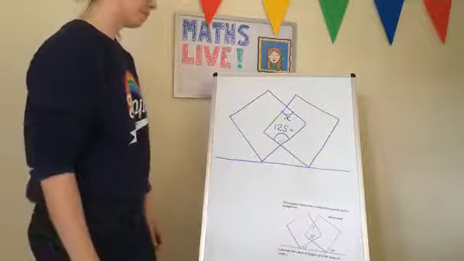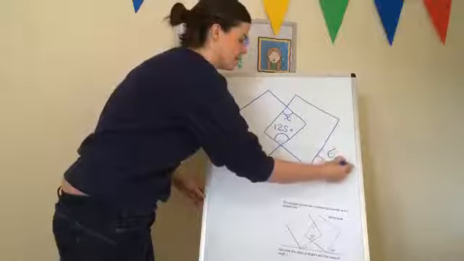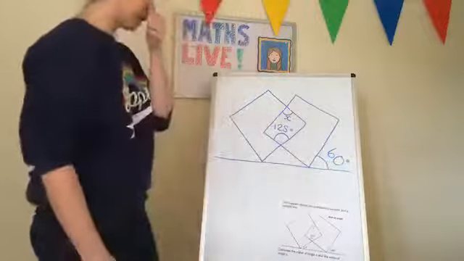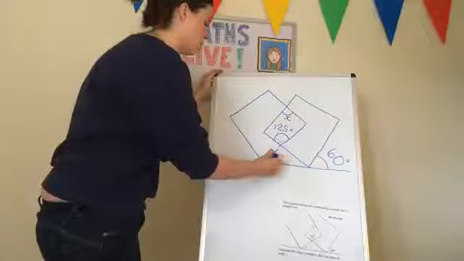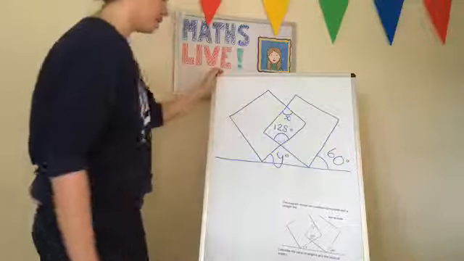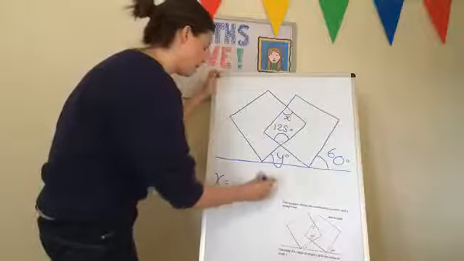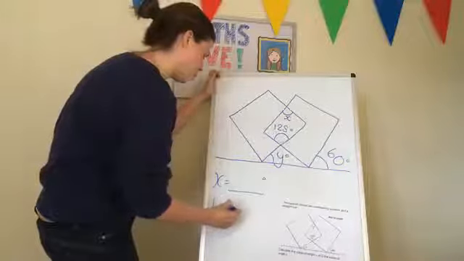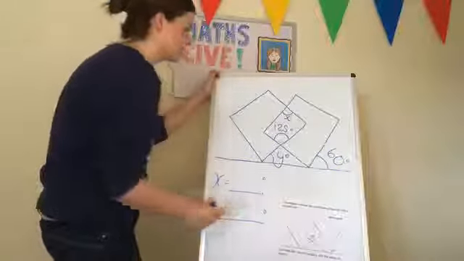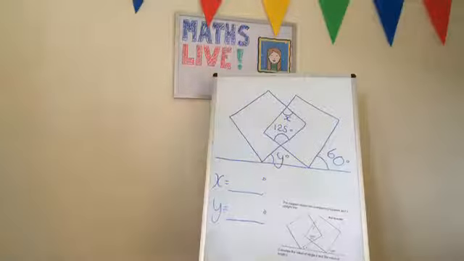This angle here is 60 degrees. And this is angle Y. And we need to find what X is and what Y is. Give that a go. Give that a go.